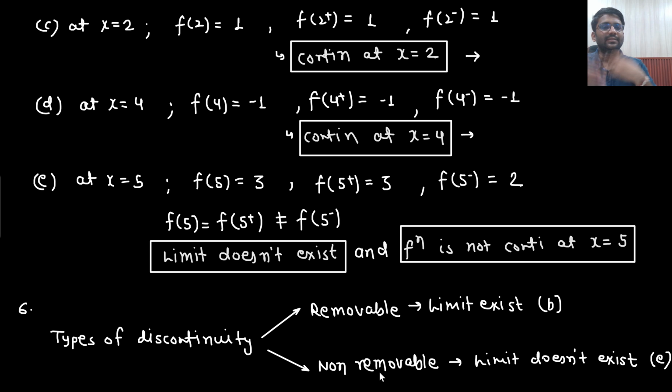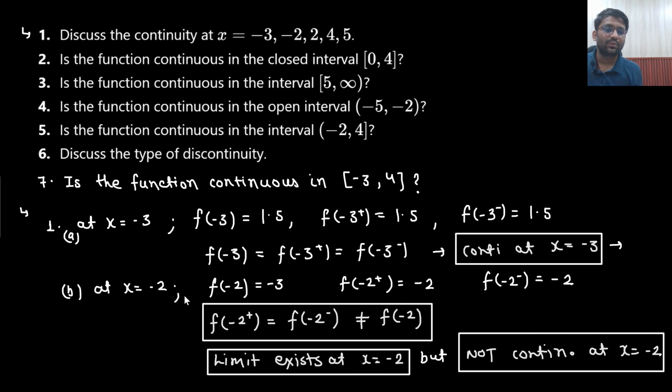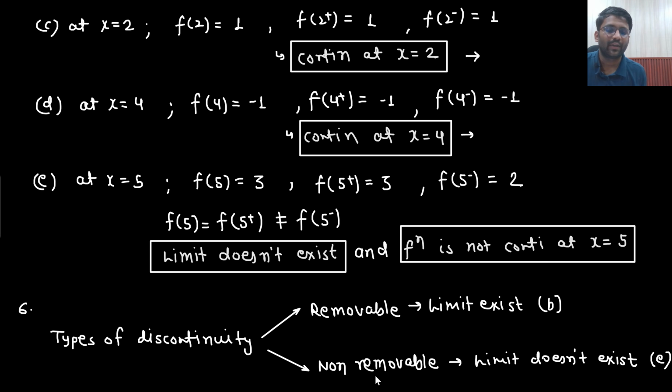In the examination, they can frame four options. Option A, at x equals to 2, function is continuous. Option B, at x equals to 4, function is continuous. Option C, at x equals to 5, the function is discontinuous and the type of discontinuity is removable or non-removable, whatever they want to write. And option D, at x equals to -2, the function is discontinuous and the type of discontinuity is removable. Which of the following options are correct? These kinds of questions they can frame. Then you should know what is removable and what is non-removable discontinuity. Is that clear to you or not?